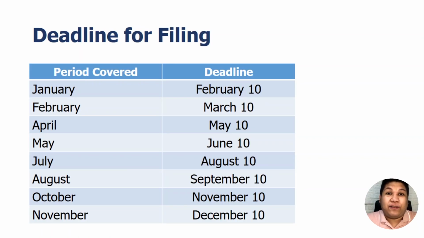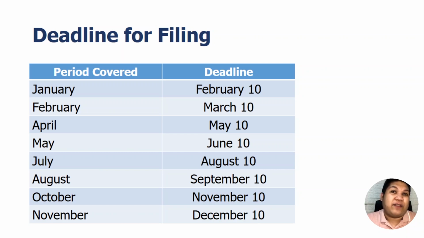So here's the deadline for filing of BIR Form 0619E. Again, there are 12 months in a year, of course, and the filing of 0619E is only applicable for the first 2 months of the quarter. There are 4 quarters in a year, and for the first 2 months of every quarter, we should be using the 0619E.